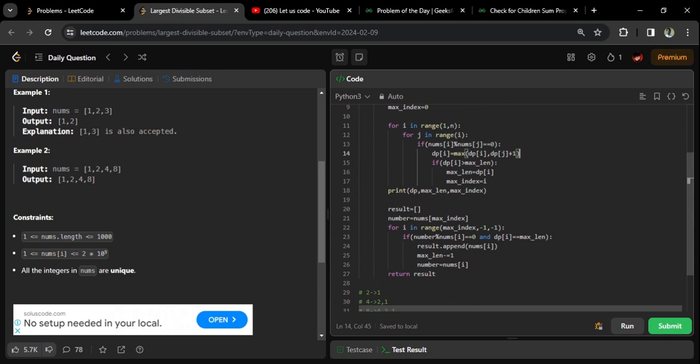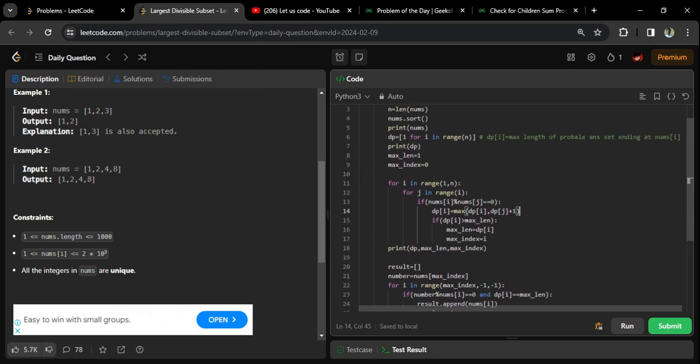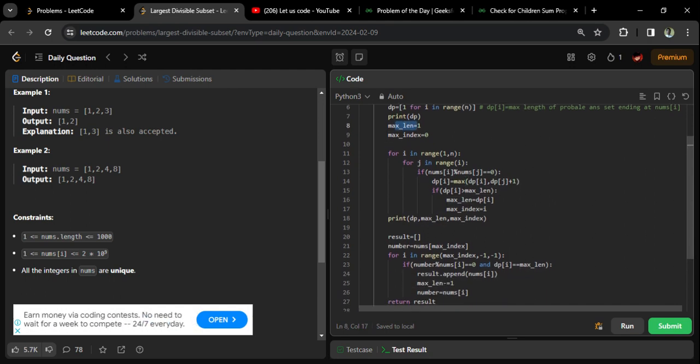Then what I will do is check if dp of i is greater than the max length. Dp of i is basically the length, right? As I mentioned, these are the lengths, and this also is going to track the length. If it is greater, I will change the max length equal to dp of i, and in that case I will also change the max index equal to i. As simple as that. Finally, I'm doing this print to show what we are doing. It will print the dp array, the max length, and the max index of i.